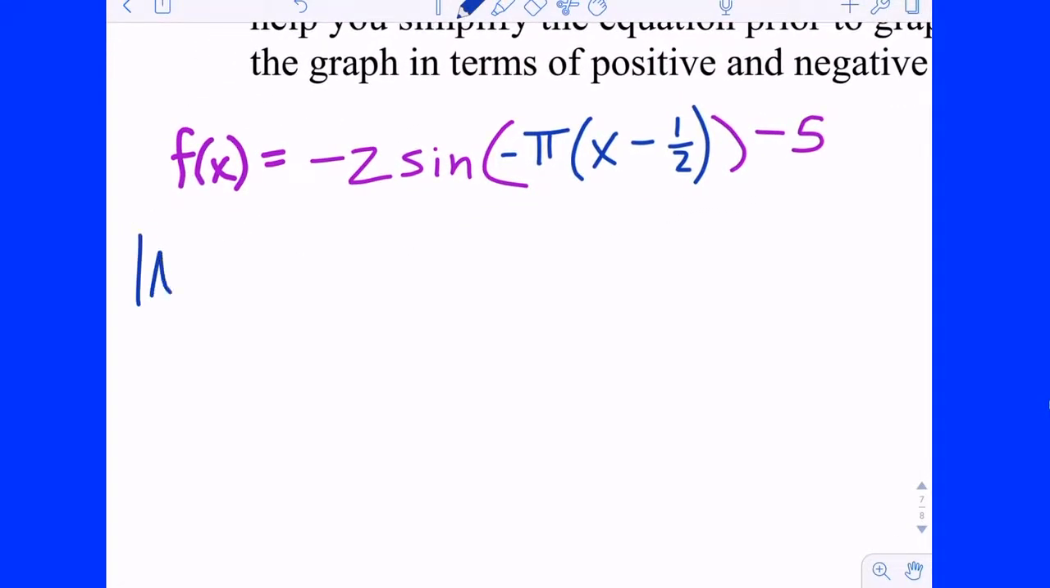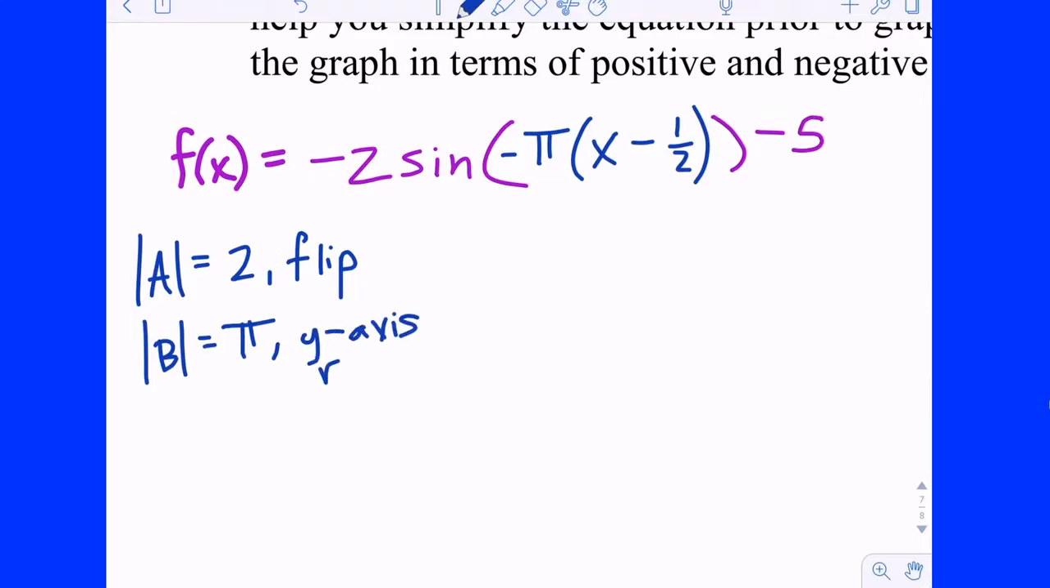The absolute value of A is what? 2. But because it's negative, we're going to have to flip the highs and lows again, aren't we? Just like before. The absolute value of B is what? Pi. But it is negative. Uh-oh. What happens when you have a negative B value? In general, what does it do to the graph? Flips it across the y-axis.